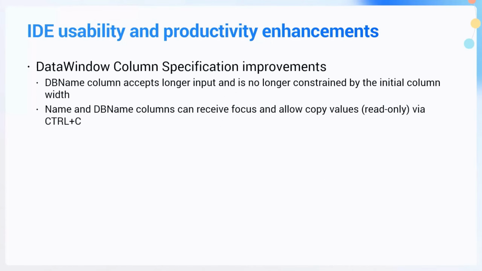The data window column specifications have been improved. The DB name column accepts longer input and is no longer restrained by the initial column width. Used to be that if you started typing and realized that the column width was too narrow, you'd have to resize the column to type longer text. And then you can copy values out of the name and DB name columns.